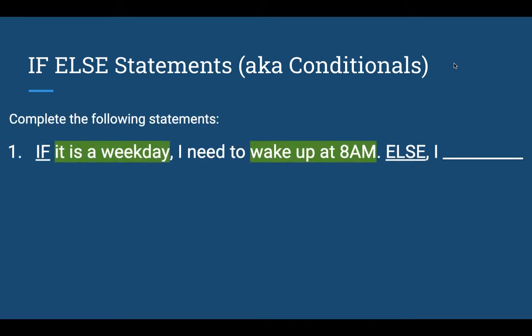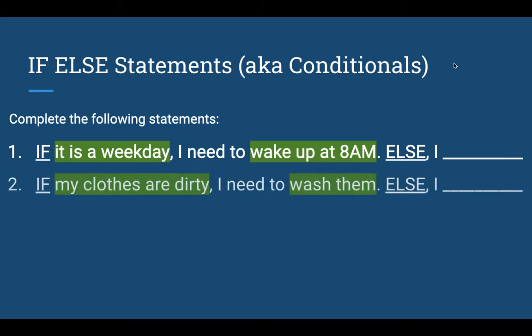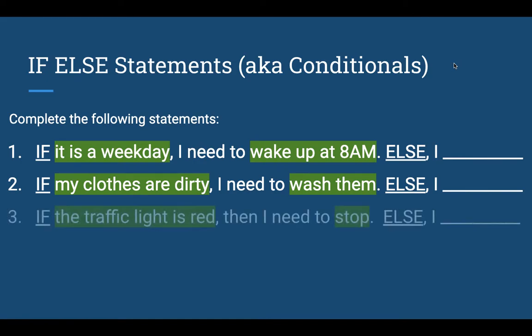Okay. So now the next level. The if statement is the basic statement, but you can build it out. So you have to build out that decision tree. If one thing is true, you do one thing. If the thing is not true, you can do something else. So if it's a weekday, I need to wake up at 8 a.m. or else I get to sleep in. If my clothes are dirty is true, I need to wash them. But if it's not true, then I don't need to wash anything. If the traffic light is red, I need to stop. But if the traffic light is not red, else, I can accelerate and drive through the intersection.